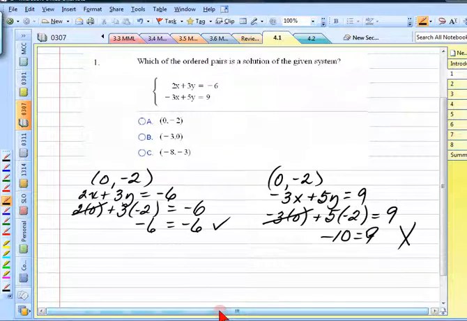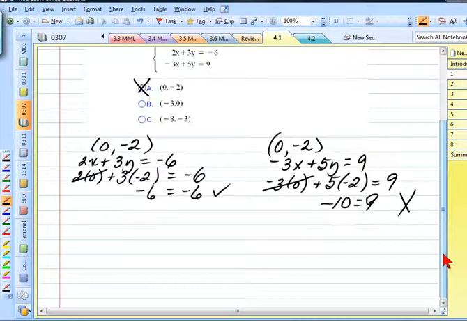So, looking at the entire system, is (0, negative 2) a solution to the system? No, because the definition of a solution to a system is that you must be a solution to both equations. So I know choice A is not the right answer. All right, let's take a look at choice B.